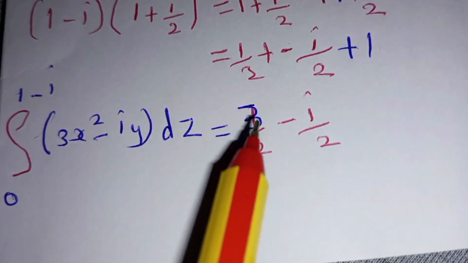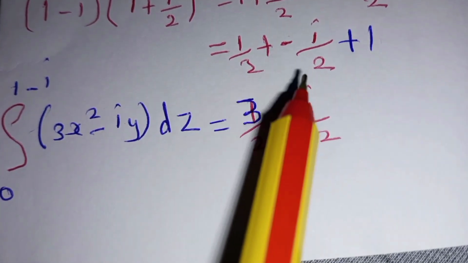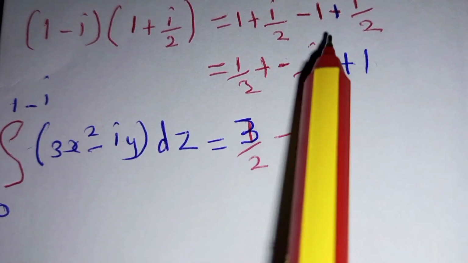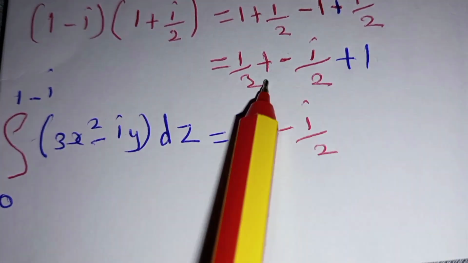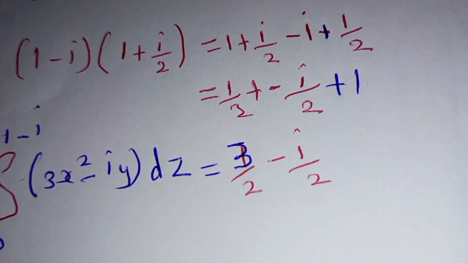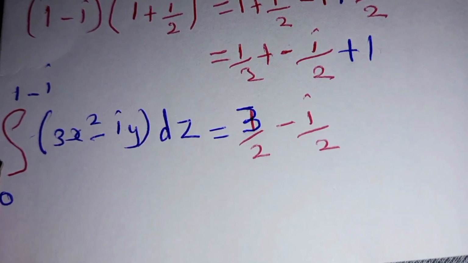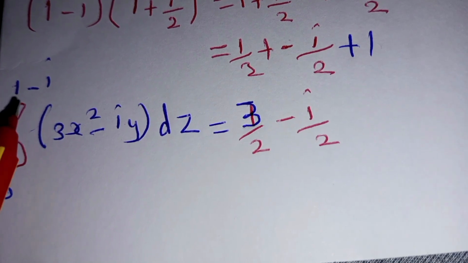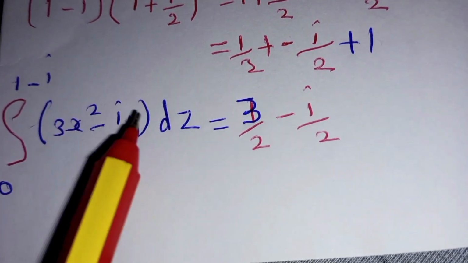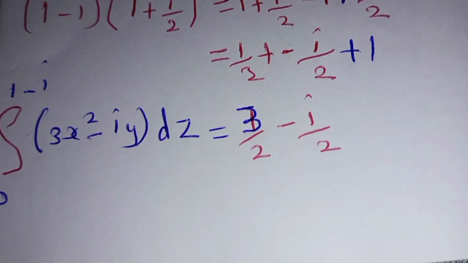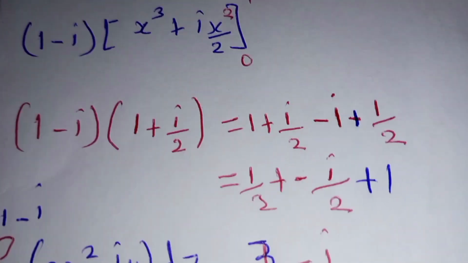And then we have i over 2 minus i, which gives us negative i over 2. So that is how we obtain the answer. The answer of our complex line integral from 0 all the way to 1 minus i is given by 3 over 2 minus i over 2. So that is how you obtain the solution.